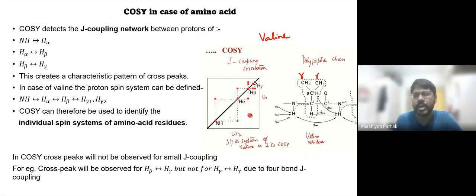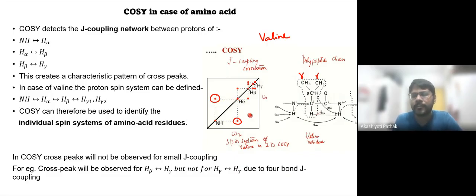So you will get four different proton peaks: one for the amide proton, one for the alpha proton, one for the beta proton, and one for the gamma protons. Now, in very simple terms, what the COSY is trying to say is whether this amide proton is coupled to this alpha carbon proton. If it is coupled, you will have a cross peak arising here, and the same will be obtained on the other side as well. It means this amide proton is coupled to your alpha carbon proton.